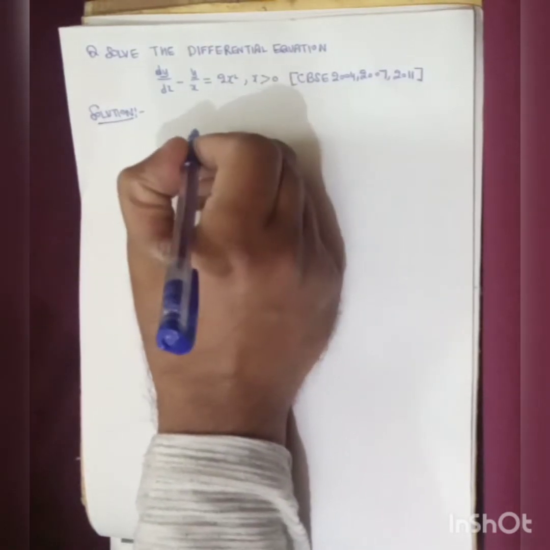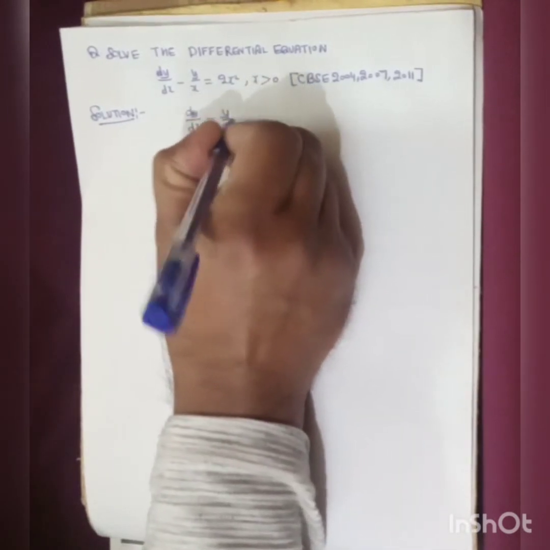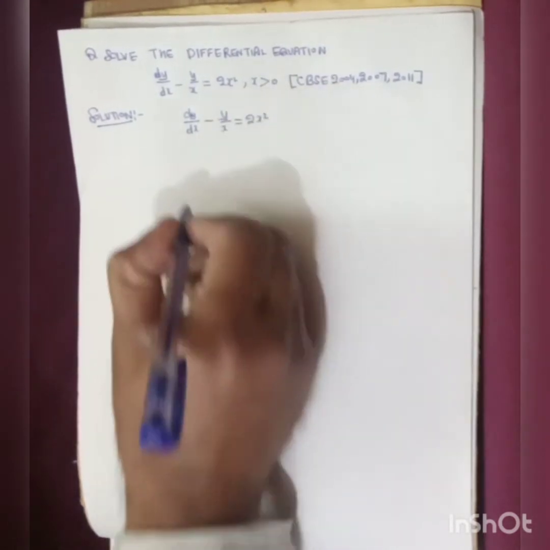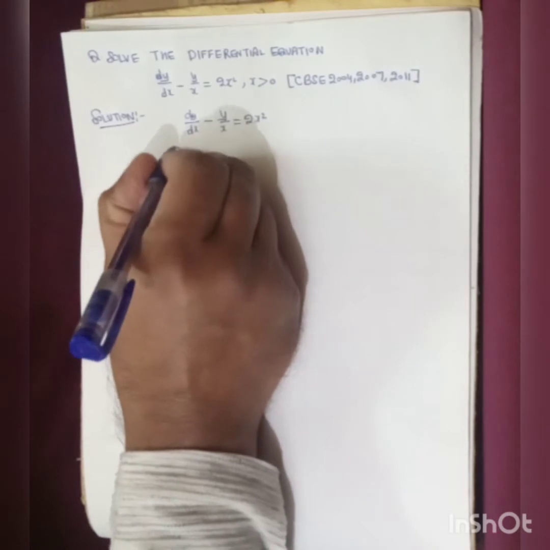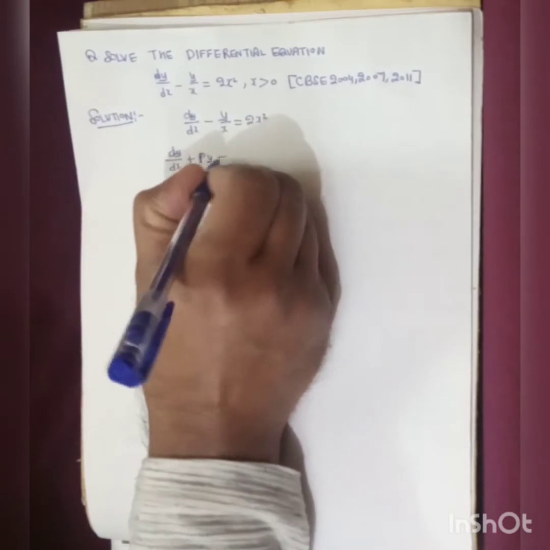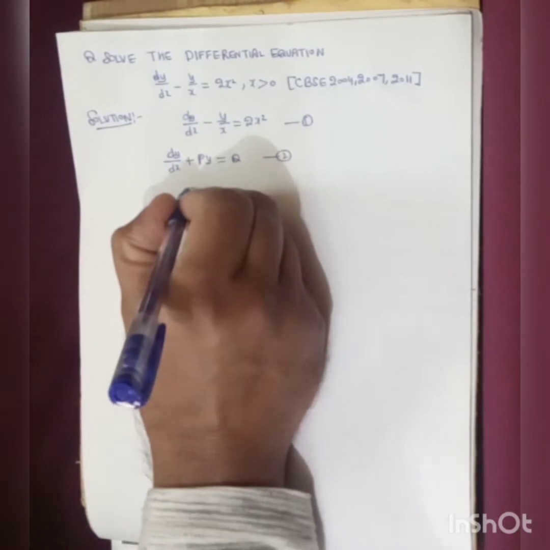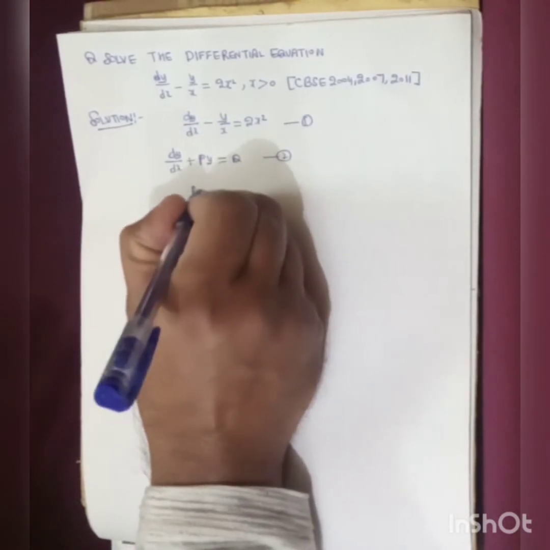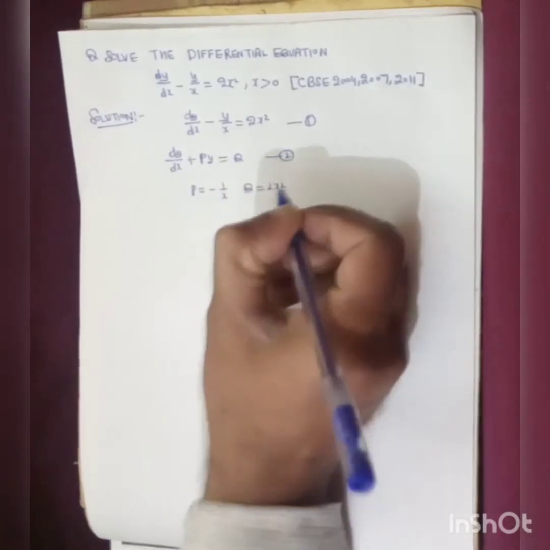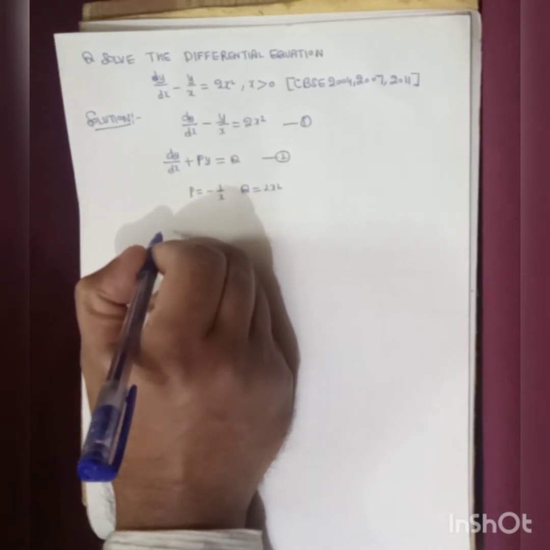So we are given that dy over dx minus y over x is equal to 2x square. We know that it is a differential equation of the form dy over dx plus py is equal to q. Now comparing equation 1 and 2, clearly p is equal to minus 1 upon x and q is equal to 2x square. In this type of equation, first we calculate the integration factor, that is called IF.